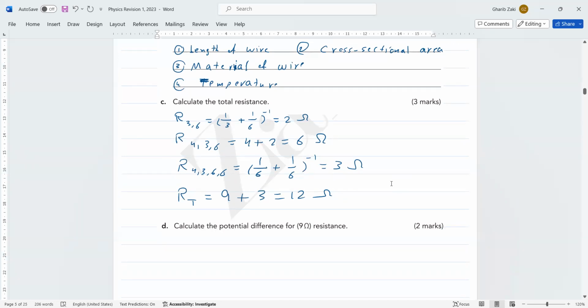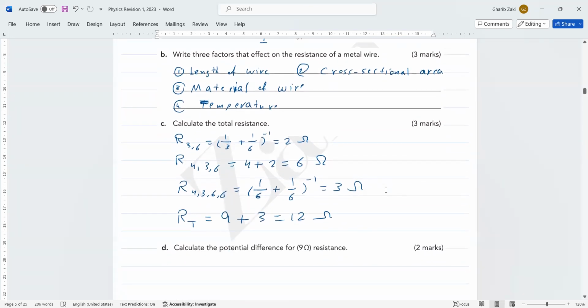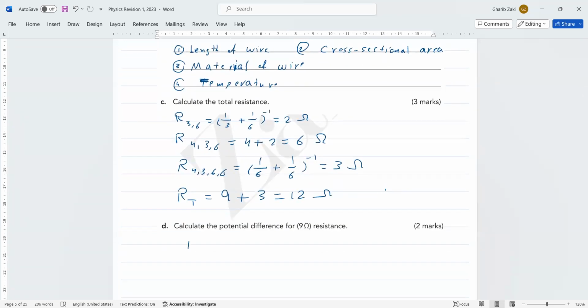Calculate the potential difference across the 9 ohm resistor. To calculate it, we need the current, which is the current of the circuit. So we find I total, the total current in the circuit. I total equals V total from the battery over R total. V total is 6 and R total is 12. So the current is 0.5 ampere.